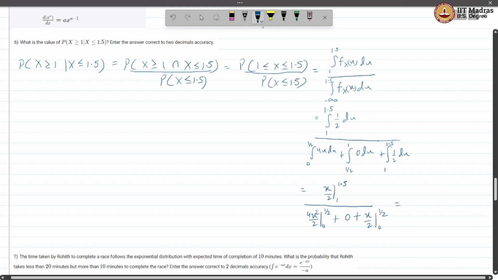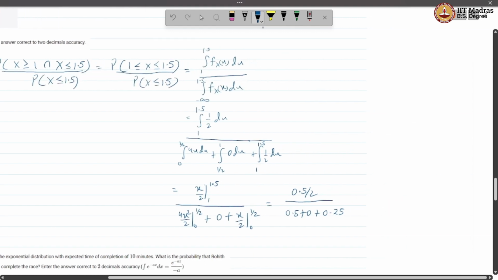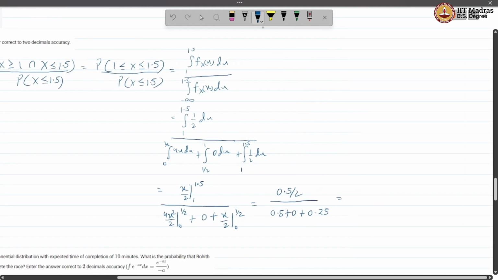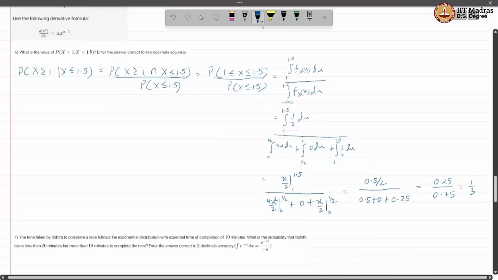And on further simplification, this will be 0.5 divided by 2, and this whole divided by 0.5 plus 0 plus 0.25. And for the simplification, this is 0.25 divided by 0.75, which is equal to 1 by 3. And this is our required answer.